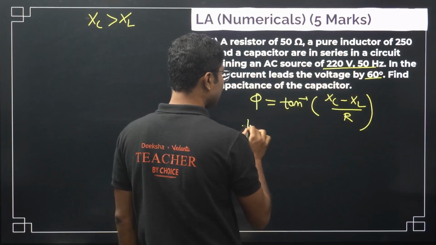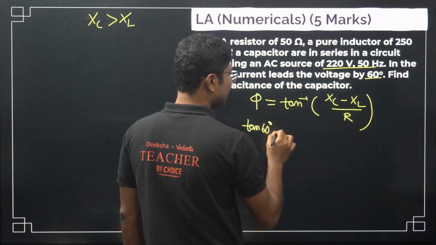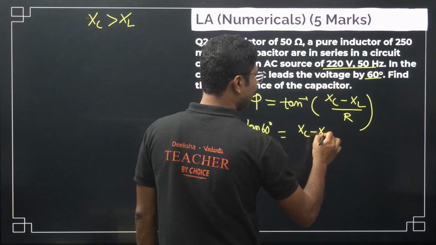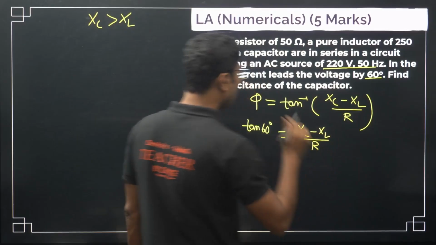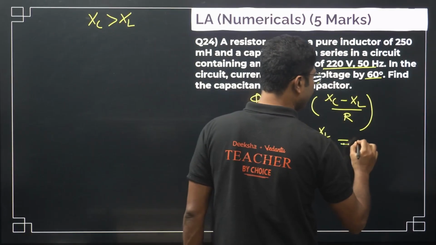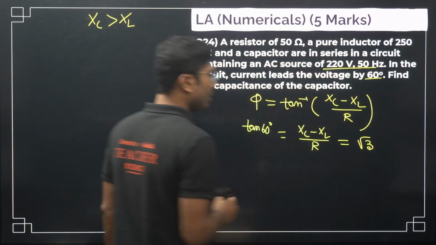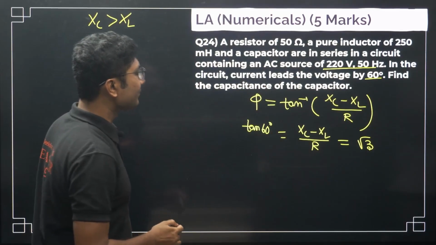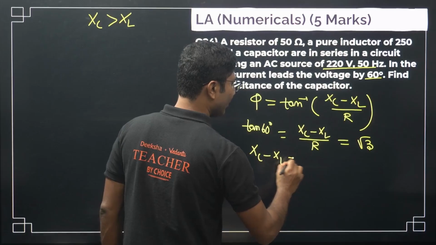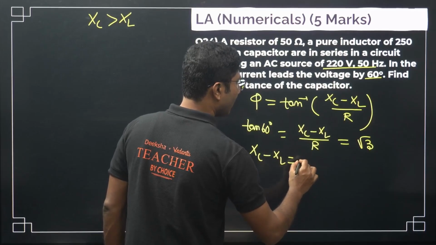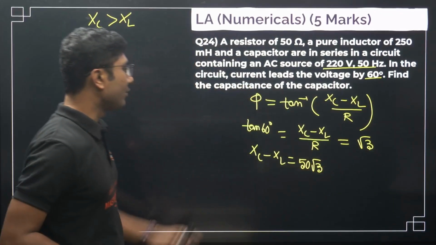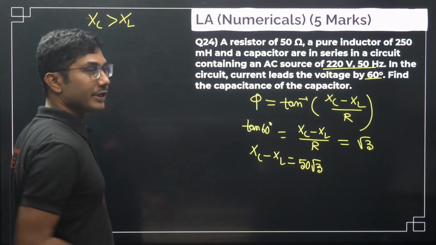So tan 60 equals XC minus XL by R. Now what is the value of tan 60? Tan 60 is root 3. So basically it is equal to root 3. Right. Now R is given as 50 ohm. So XC minus XL equals 50 root 3. Now you have to calculate XL and put it into this equation.